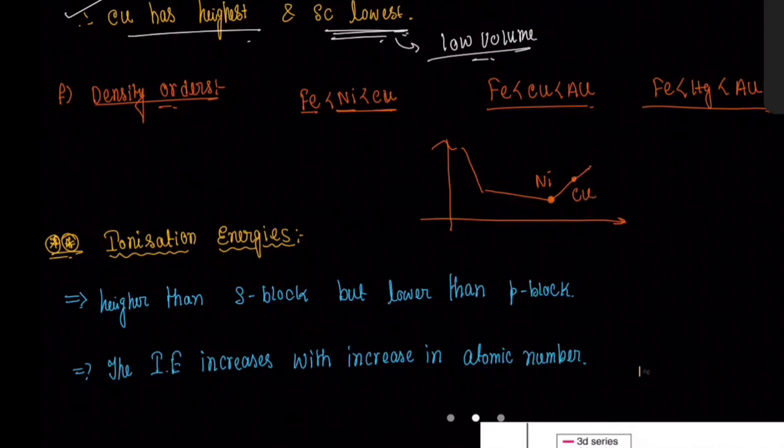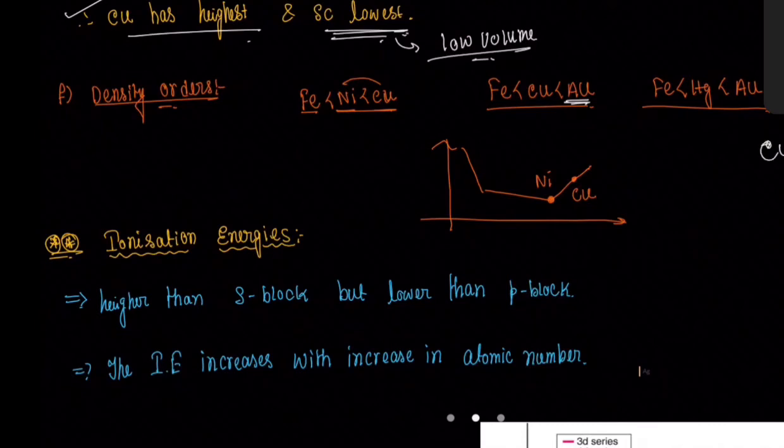You might be thinking copper has more radius, so more volume, so density should decrease, right? But copper's mass is very high. Because of that, the density is higher than nickel. That's why we need to know this trend. If you move on to the next one, over here you can see copper, silver, and gold.